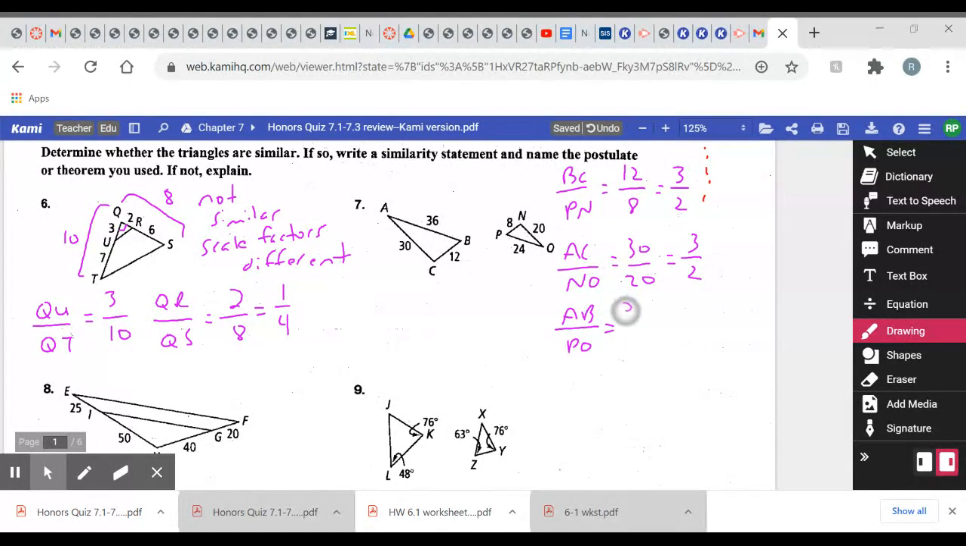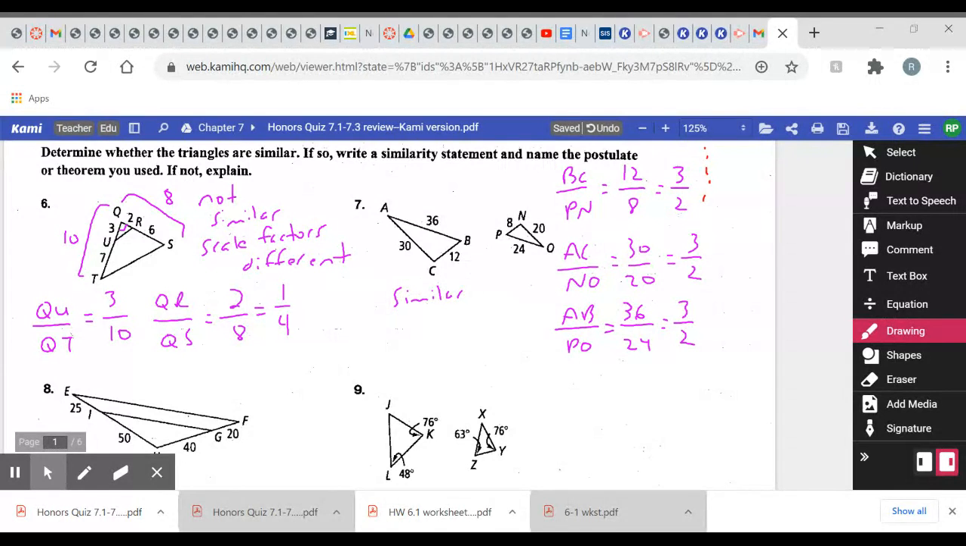So AB is 36 and PO is 24. And I can see in that case that 12 divides evenly into both of those. So again, I end up with 3/2. So since all of those are the same scale factor or same ratio, then I would say yes, that they are similar to each other.